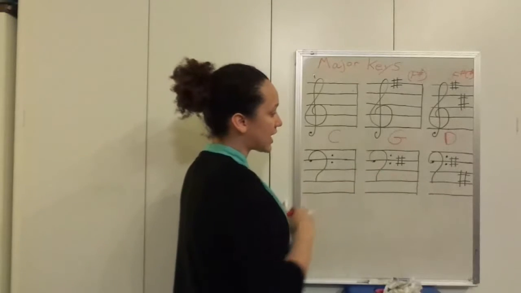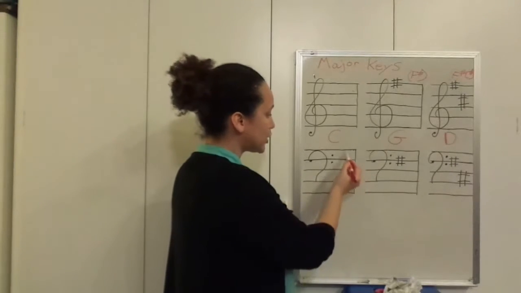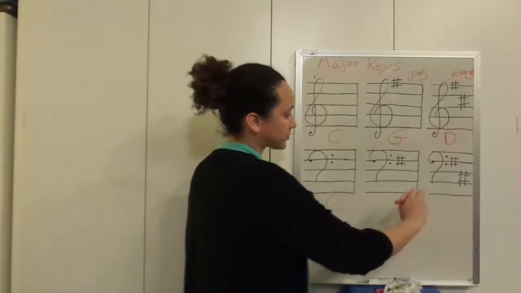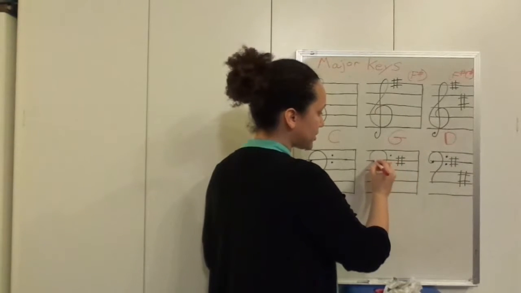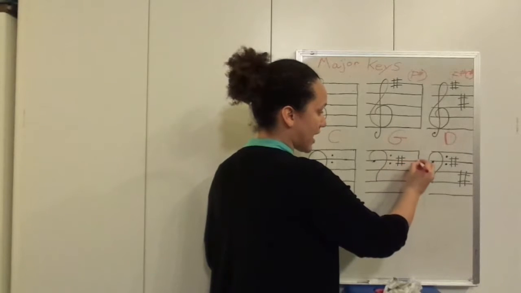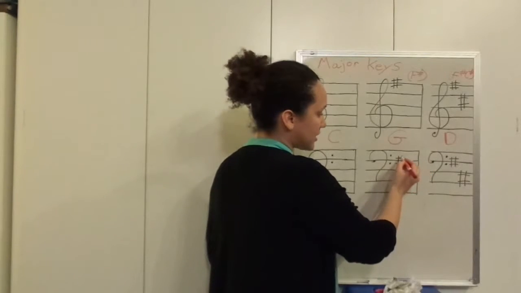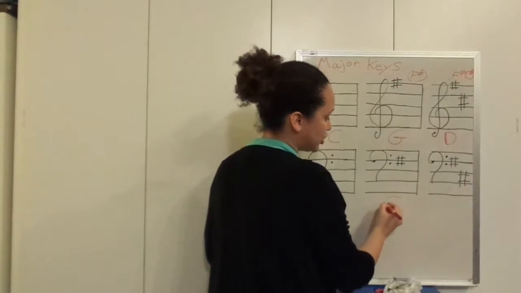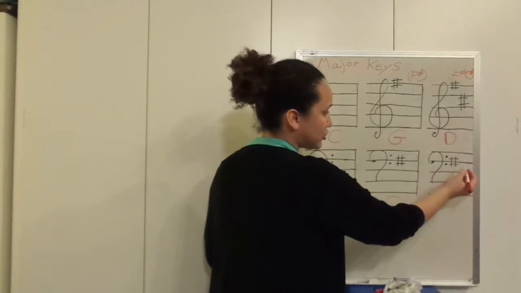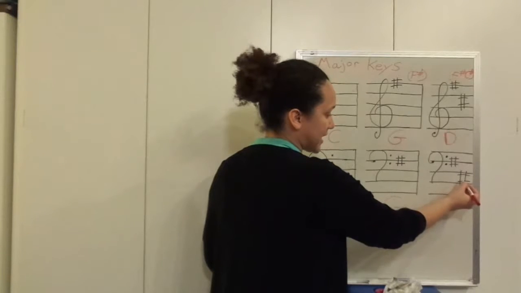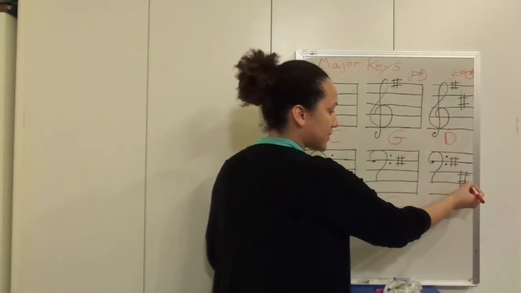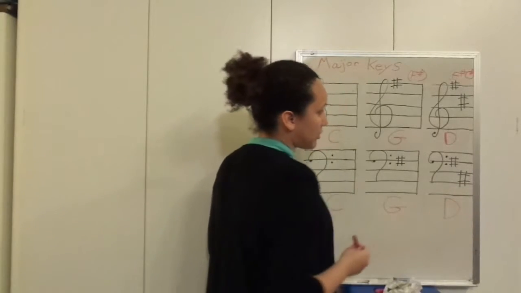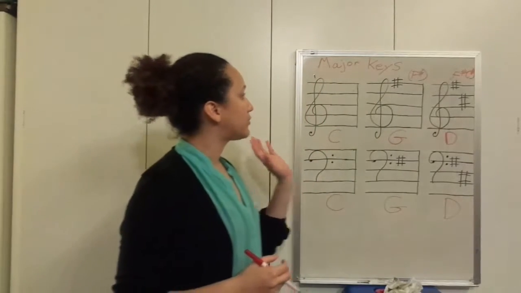This is what it looks like in the bass clef. Down here, no sharps or flats would be C major. One sharp, if you notice, is right in between the two dots, so that's our F line. And right on it, there's our sharp, so it's our F sharp, so that would be G major. And two sharps, F sharp, and then on the space, on bass C, that's the C sharp, so that would be D major.